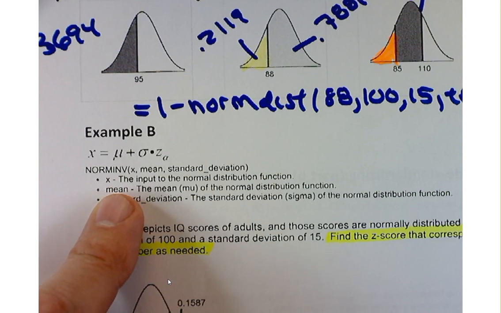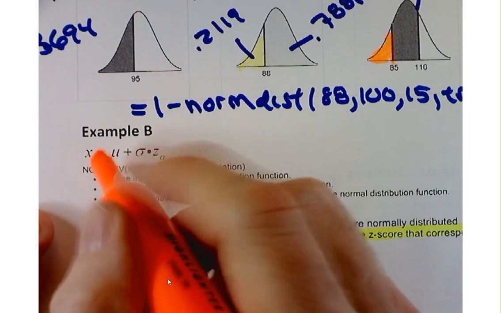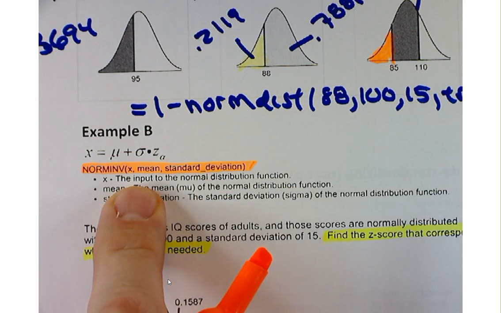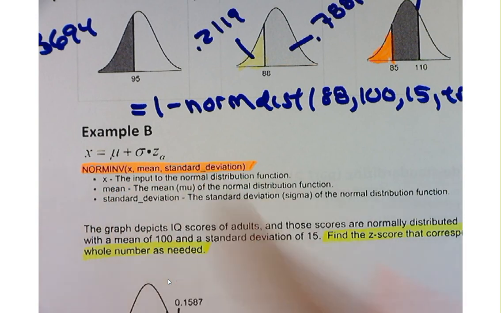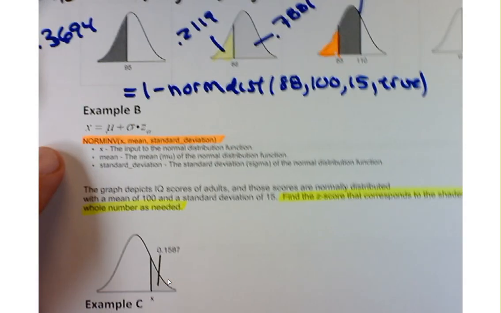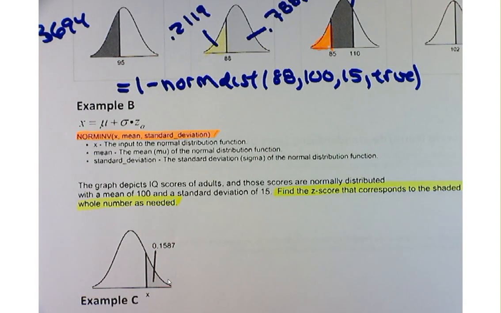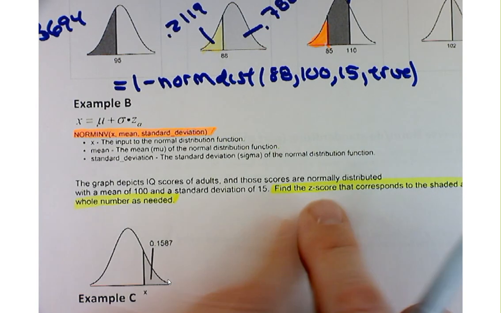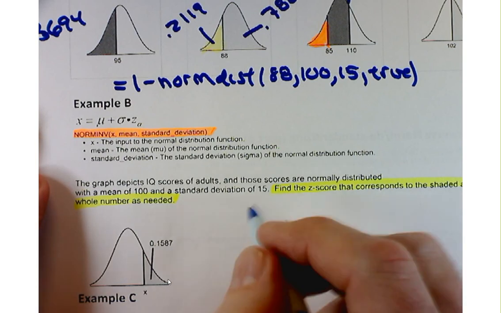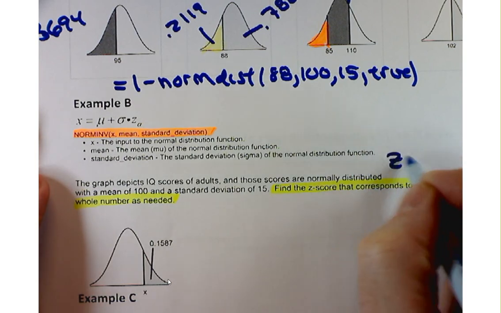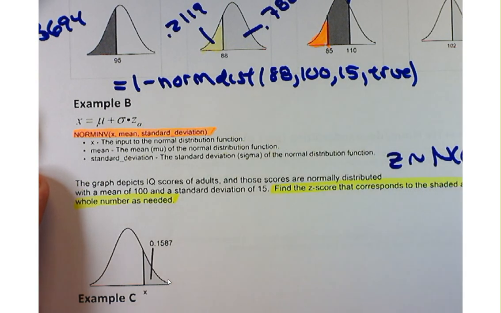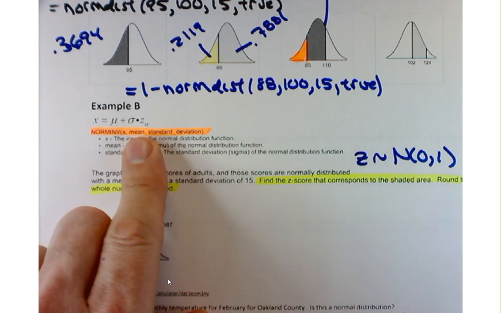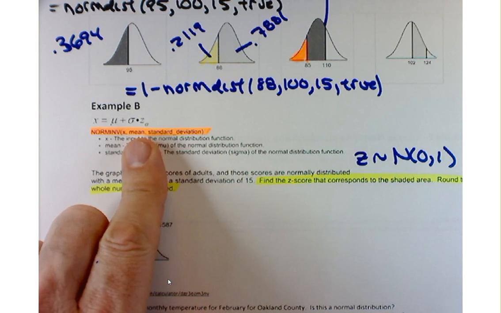The nice thing from your point of view about the norm inverse command is that you don't have to worry about that true or false stuff. That's just not part of this command. You're going to type in x and then the mean and then the standard deviation. Let me find out who's been paying attention here so far this afternoon. What's the mean and standard deviation of a z random variable? Z, 0, 1. Excellent. Z is distributed normally with a mean of 0 and a standard deviation of 1. Beautiful.